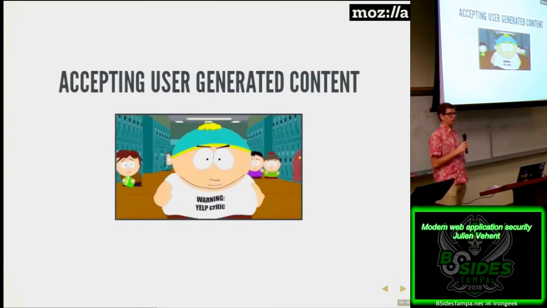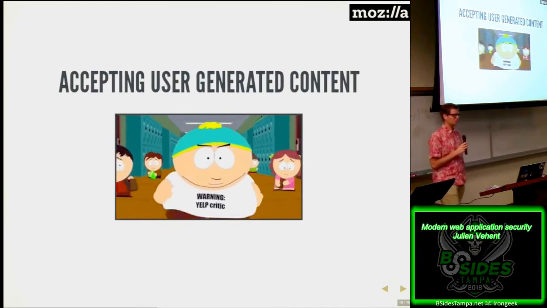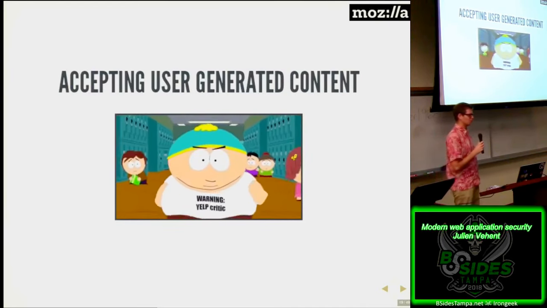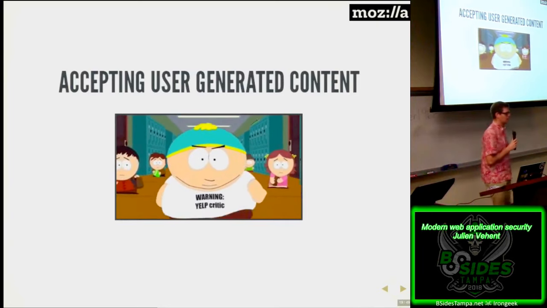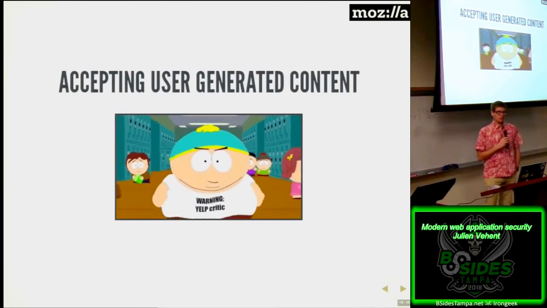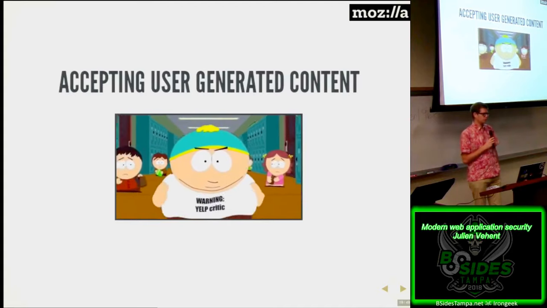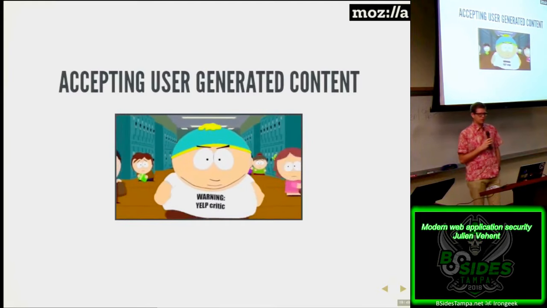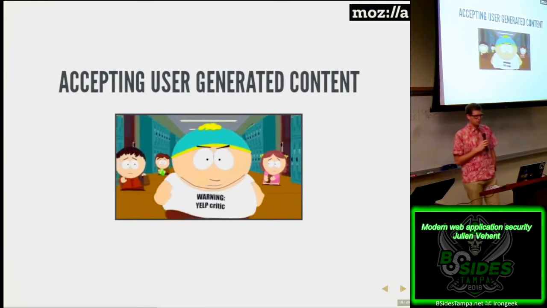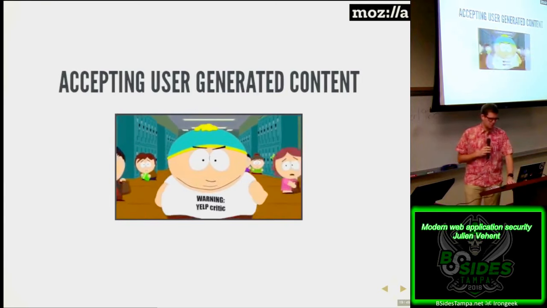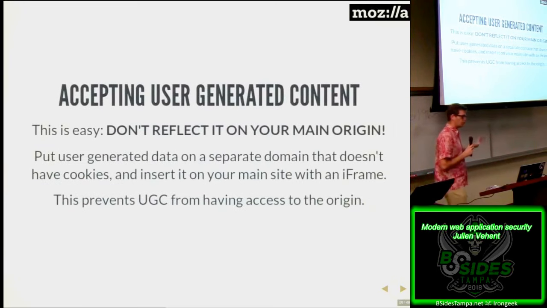If you accept images in SVG format, well, that's great, because SVG is a scripting language. So you can pretty much put everything you want in an SVG image. It's really, really hard to accept user content and reflect it on your main domain securely. It's almost impossible to do. So that's basically the takeaway here: do not reflect content on your main domain.